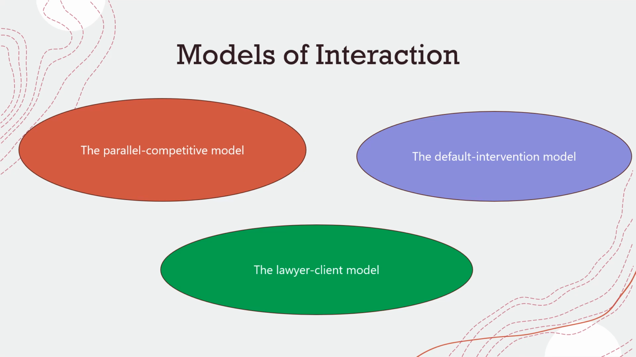Okay, so we've got 3 different models of how we might think of the interaction between reason and emotion in moral thinking. As we said, emotion and reason might be thought of as typical type 1 and type 2 processes in a dual process account.